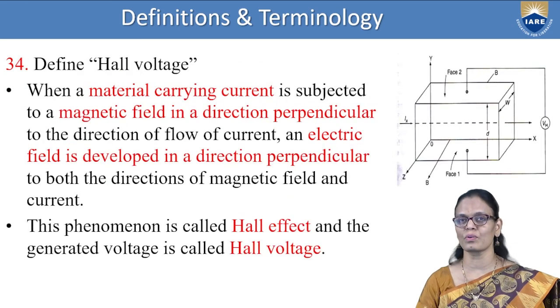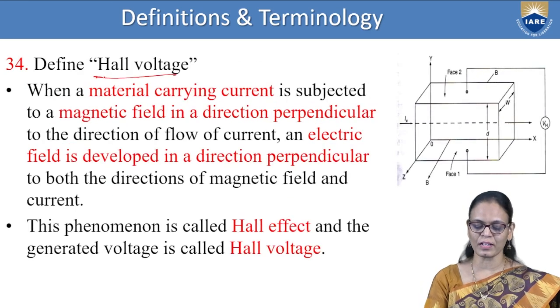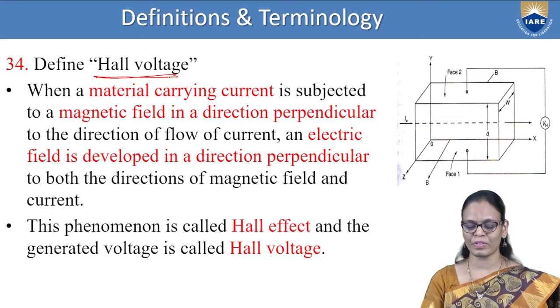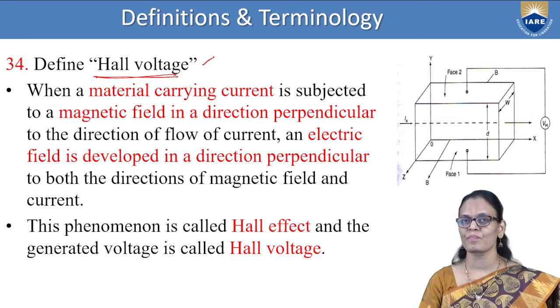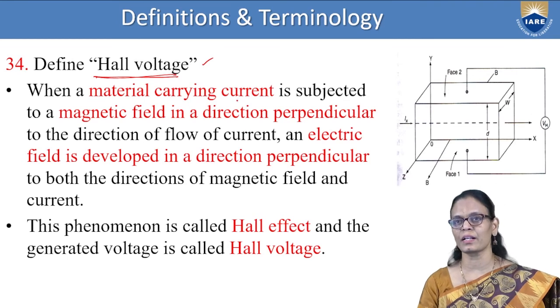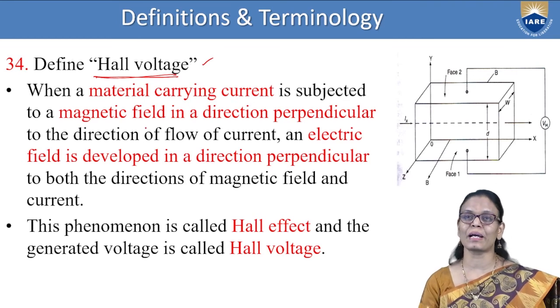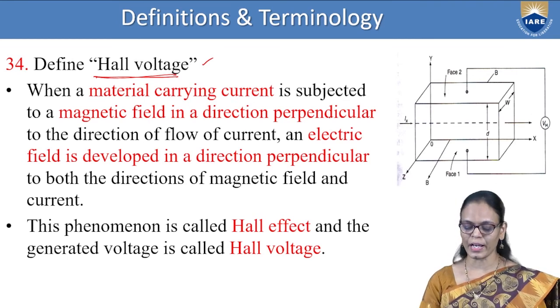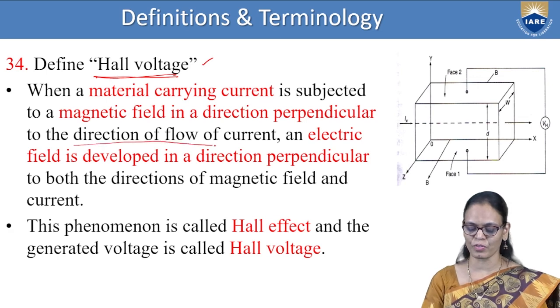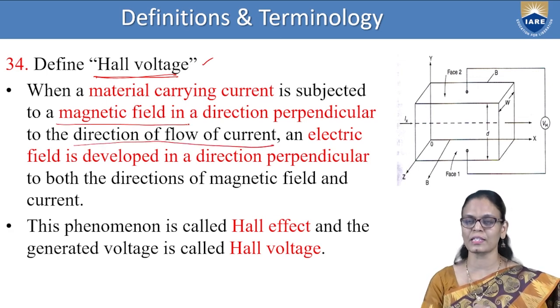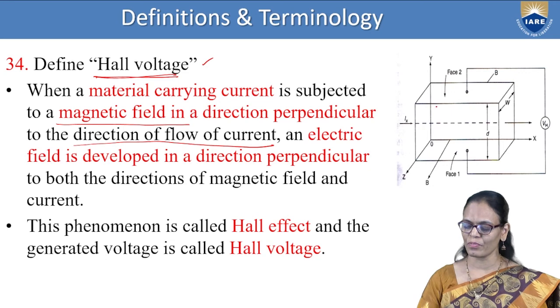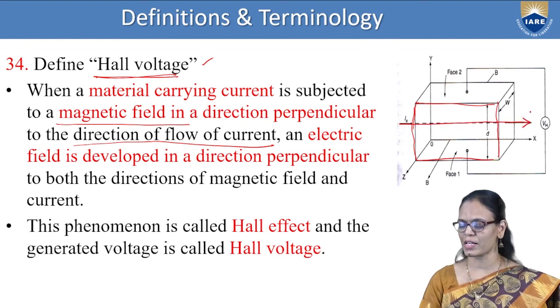Now define Hall voltage. We have already seen the Hall effect, so we will see what is Hall voltage. When a material carrying current is subjected to a magnetic field in a direction perpendicular to the direction of flow of current. We will first see only this. We have the conductor, or this is the material which is carrying current. So this is the current which is flowing in this direction, I.